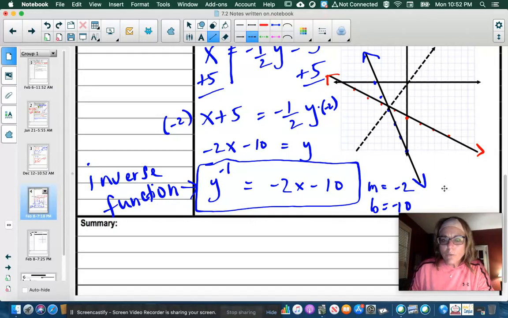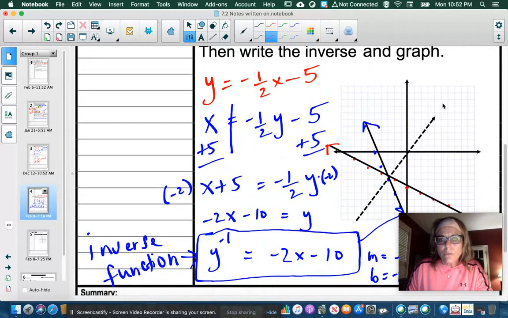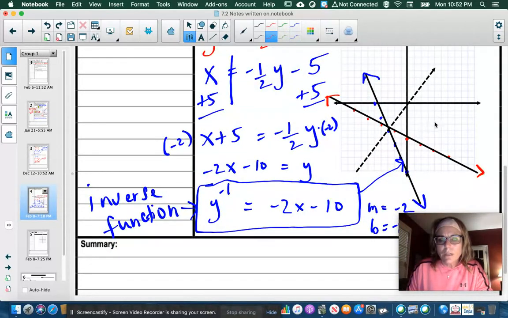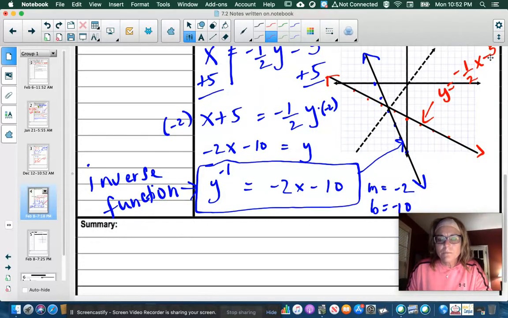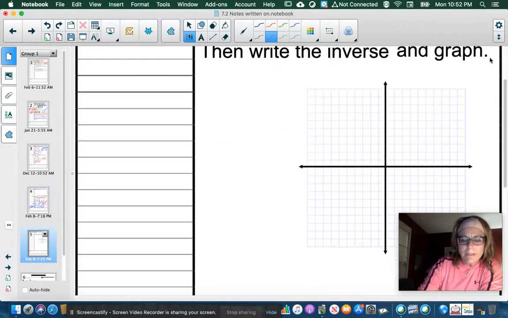So let's just write one thing. I want a marker. This goes with this one. And then the red one is going to be y equals negative 1/2 x minus 5. And that's all we have to do. We're going to save this one for class.